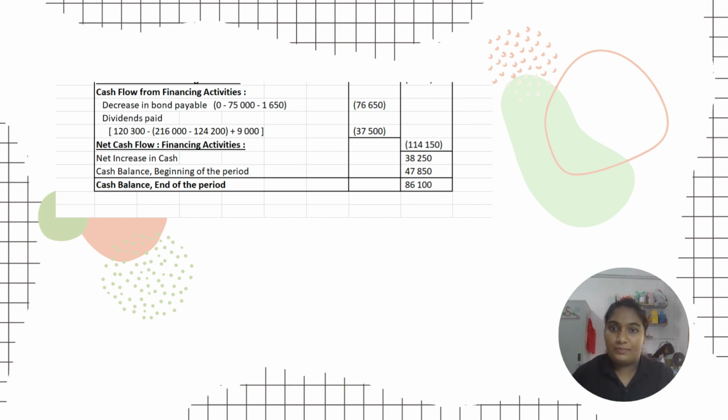And when we plus both the net increase in cash and also cash balance at the beginning of the period, we will get the cash balance at the end of the period, which is 86,100, which is the same as the cash balance at the statement of financial position on the year 2022.